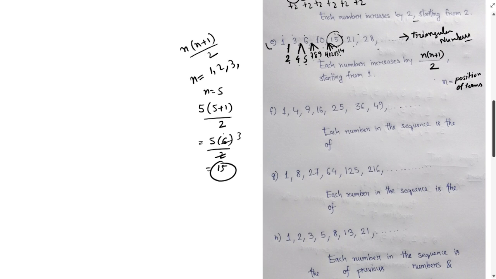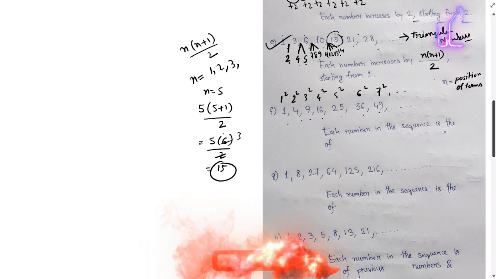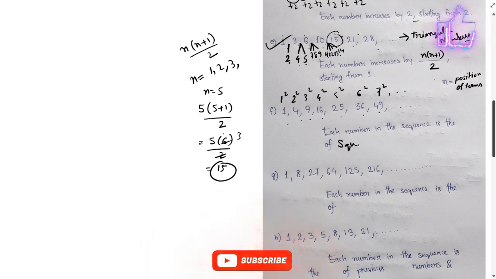These are called triangular numbers. Next, 1, 4, 9, 16, 25, 36, 49. So these are square numbers. How are we getting them? 1 square, 2 square, 3 square, 4 square, 5 square, 6 square, 7 square, and so on. Each number in the sequence is the square of what?